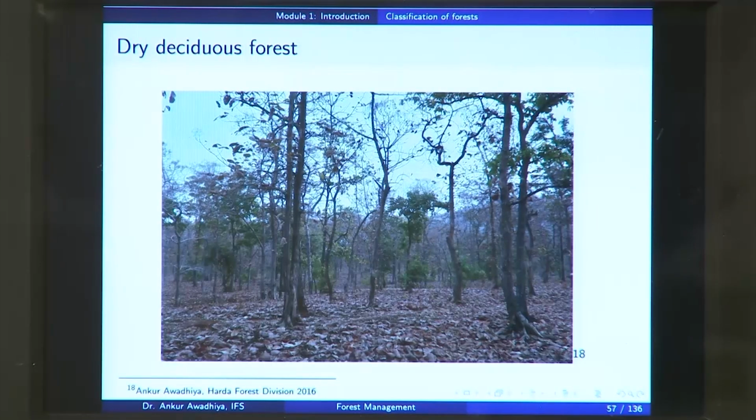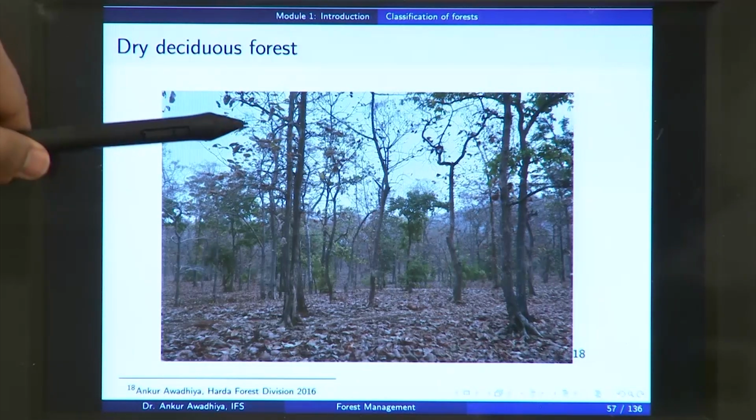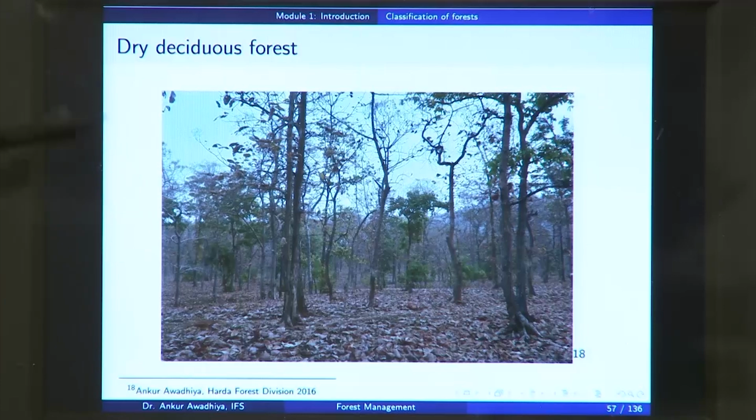Next, we have a look at the dry deciduous forests. So, this picture is taken from Harda forest division of Madhya Pradesh, and here you can see that these are deciduous forests, because of which you are not seeing the leaves on these trees. These are all teak trees.